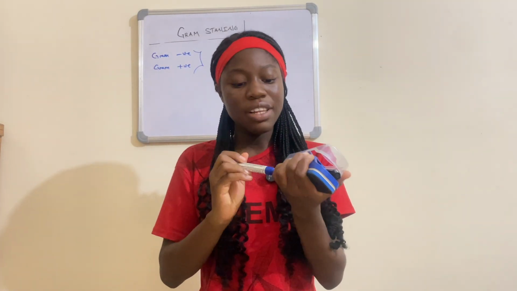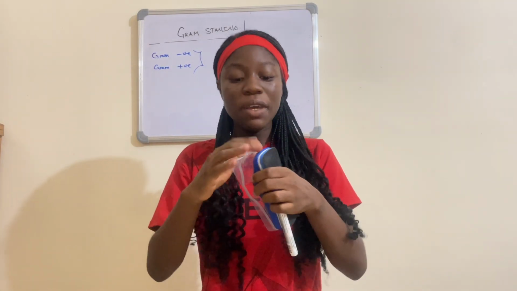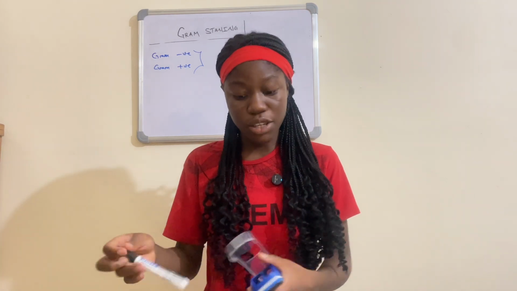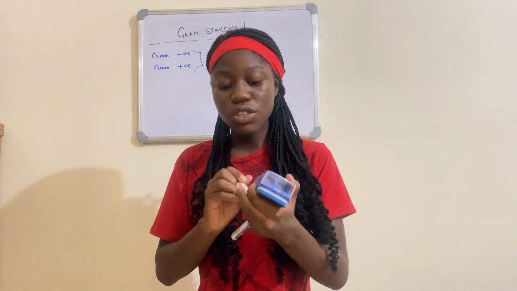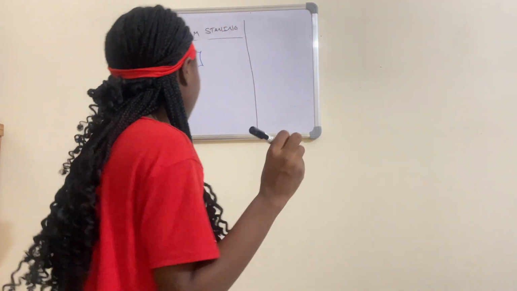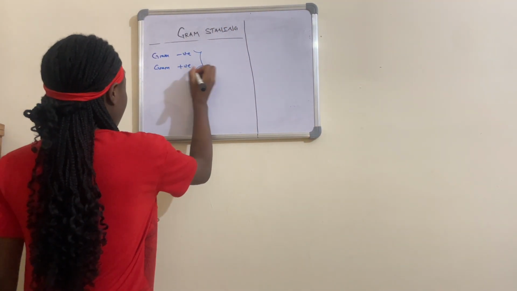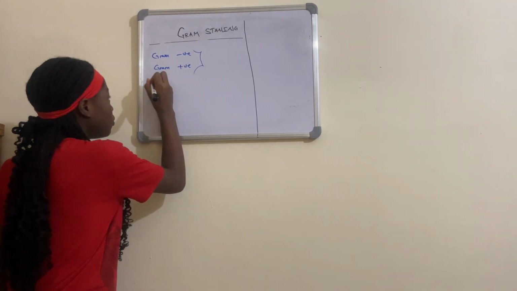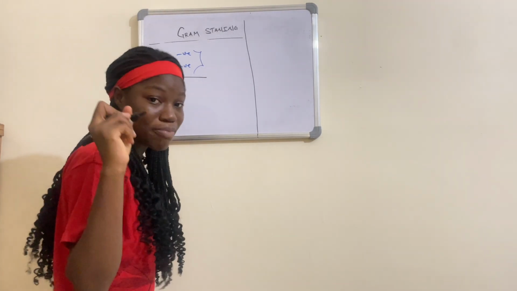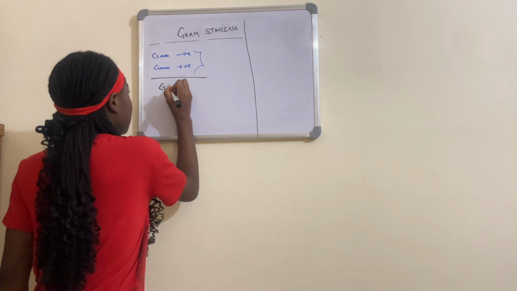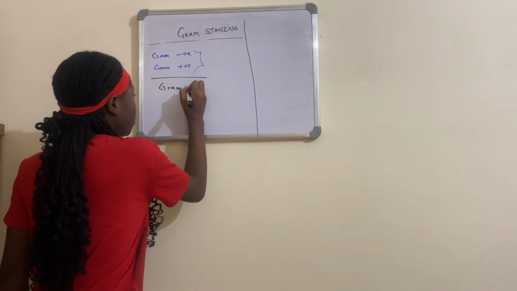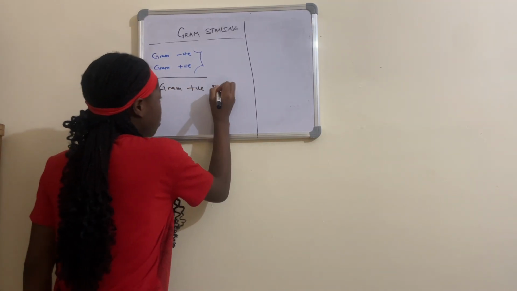So now let's understand the concept. It is based on the cell wall of the bacteria, right? So due to the bacterial cell wall, this gram stain will be able to penetrate. So we have two types of bacteria, as I said, right? We have gram positive and we have gram negative. So now let's talk about gram positive bacteria first. These are the properties of gram positive bacteria.